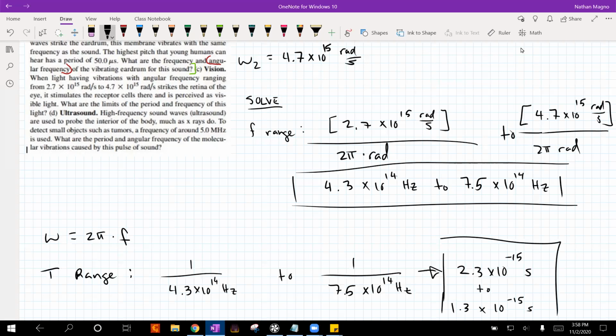And man, that's super fast. I think 10 to the negative 15 is a femtosecond, and that's like a billionth of a millionth of a second. I can't even understand how fast that is, but that's what nature does apparently. Imagine splitting up a second into a billion and then a million. Oh my gosh, it's going to make my brain blow up. But last part of this question, ultrasound.